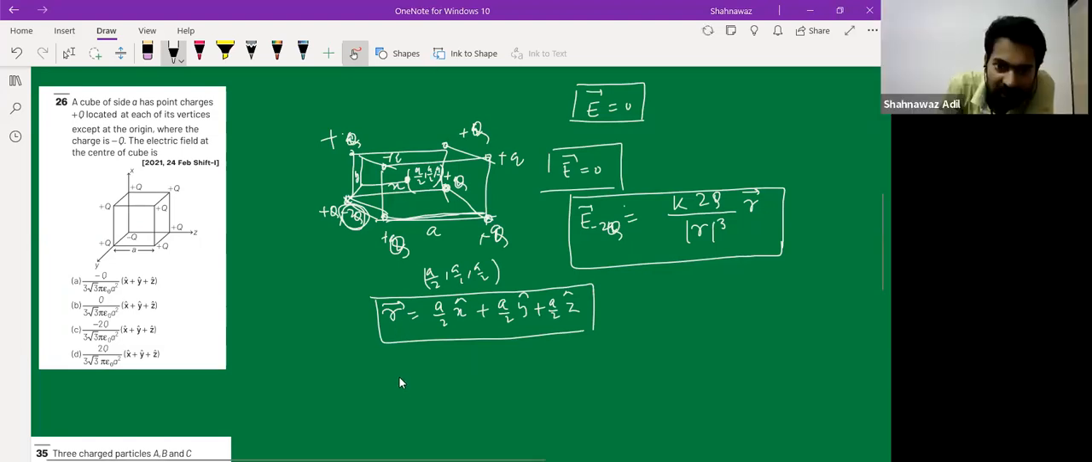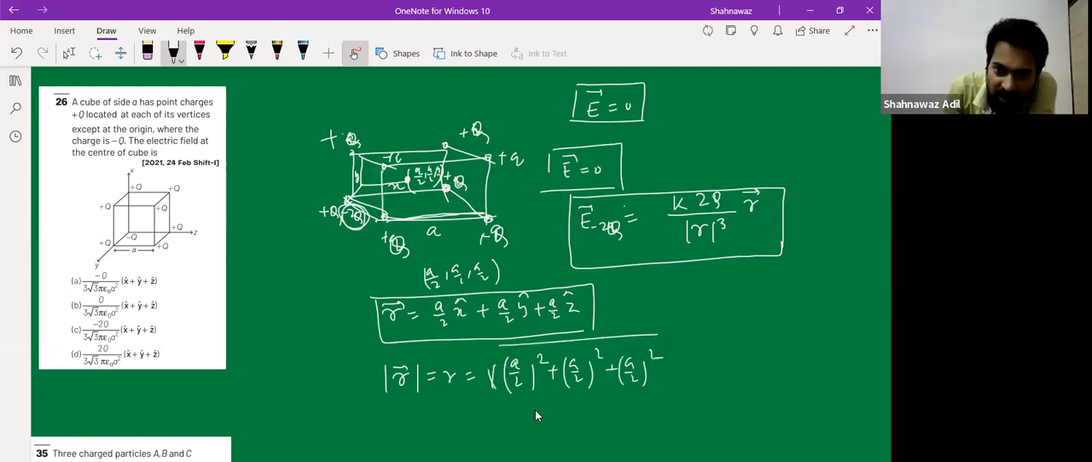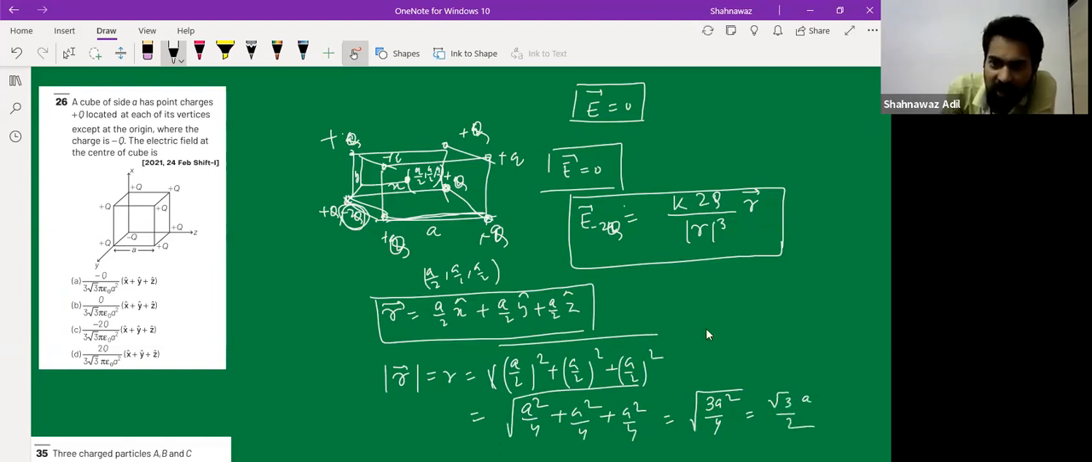Yes. So now we have to calculate the magnitude. So the magnitude of this would be R, which would be the square root of A by 2 squared plus A by 2 squared plus A by 2 squared. So this is A square by 4, A square by 4, A square by 4. So this is how much? 3A square by 4. So this is root 3 A by 2. Right. So let us plug in this value in here.